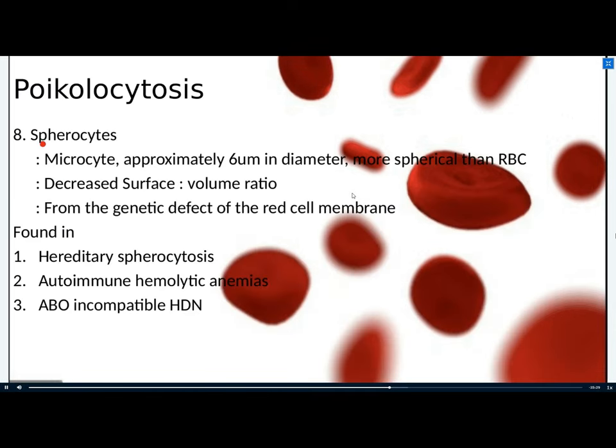Okay, another one would be your spherocytes, class. These are microcytes, approximately 6 micrometers in diameter, more spherical than a normal RBC. They are really small, class, small and round. They are characterized by a decreased surface-to-volume ratio and are usually caused by a genetic defect of the RBC membrane. They are often seen in hereditary spherocytosis and autoimmune hemolytic anemia.